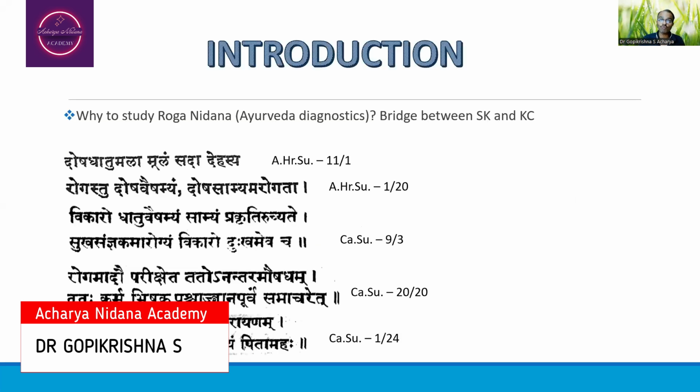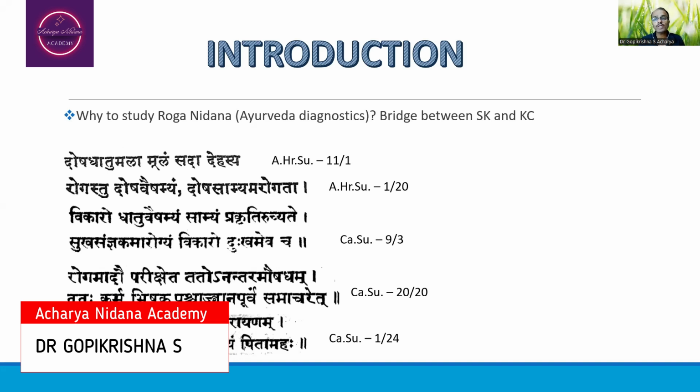First of all, we need to know why we need to learn this particular subject. Actually, it is a bridge, or the connecting link, between the Kriya Sharira and Kaya Chikitsa. As in Western medicine, it is said that physiology and internal medicine are connected by pathology. In the same way, Ayurvedic Kriya Sharira and Ayurvedic Chikitsa Vidhana are connected by the Roga Nidana, what we can say is Ayurveda diagnostics.